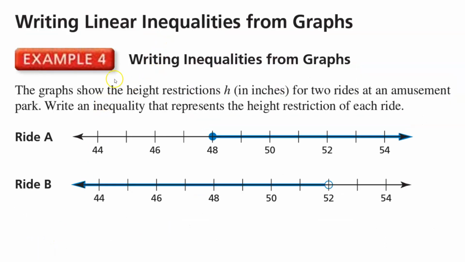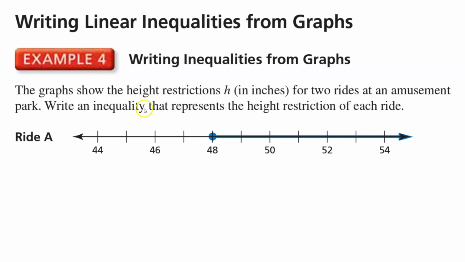Example 4. These graphs show the height restrictions, h, in inches for 2 rides at an amusement park. And we want to write an inequality that represents the height restriction of each ride. Okay, so ride A, we see a closed circle at 48 and the arrow going to the right. And for B, we have an open circle at 52 and then an arrow going to the left.